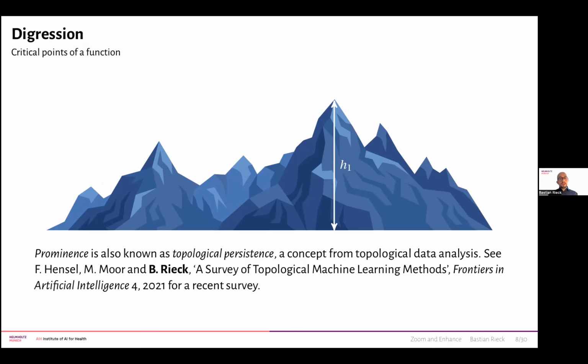Now, the concept of prominence that we used for dealing with our spectra actually comes from mountaineering. I'm not kidding you. This is actually being done here. And it comes from a very simple observation, namely, when you climb that peak here, it would be right for you to say, oh, well, I climbed a mountain that has height h1, right?